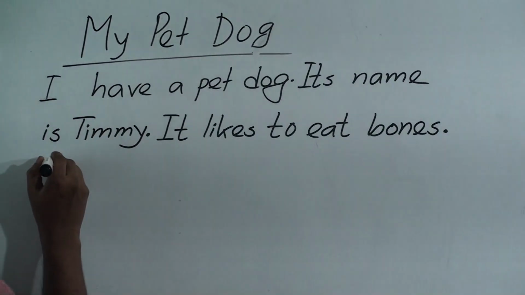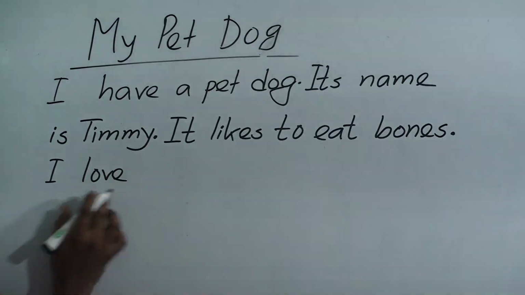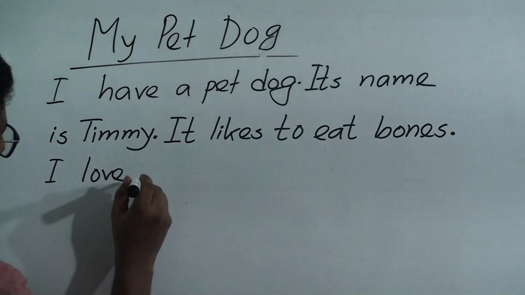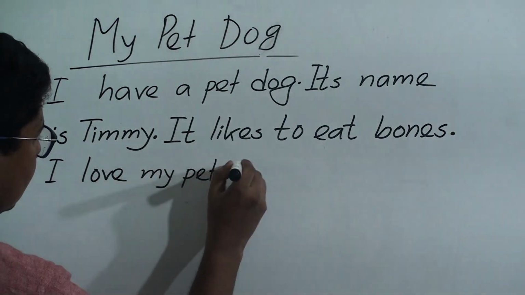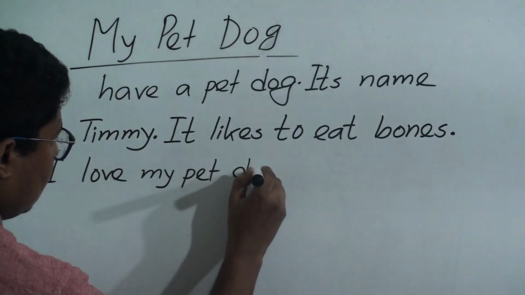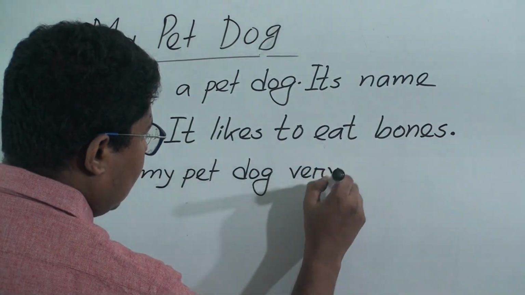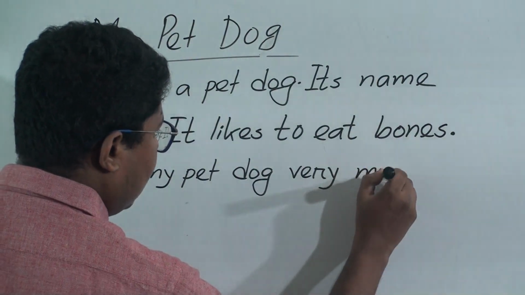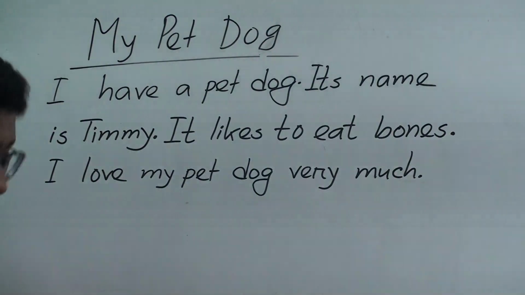Last line: I love, L-O-V-E, I will be capital, love. I love my pet dog, P-E-T, pet, D-O-G, dog, very, V-E-R-Y, very much, M-U-C-H, much. So, this is our paragraph.